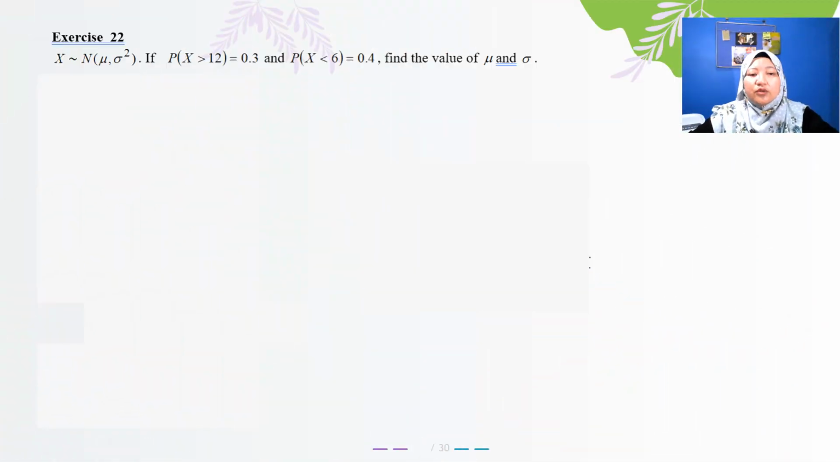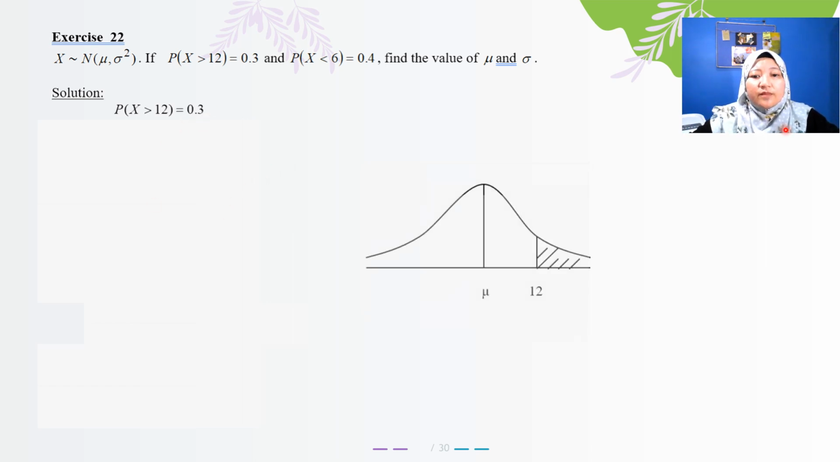Okay, exercise 2.2. If x is distributed normal with mean and sigma square, we don't know the value of mean and sigma square, we have to find this value by using this information: probability x greater than 12 is 0.3, probability x less than 6 is 0.4. Find the value of mu and sigma. Okay, we start with probability x greater than 12 equal to 0.3.